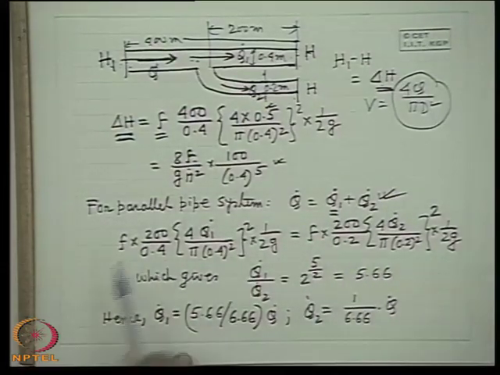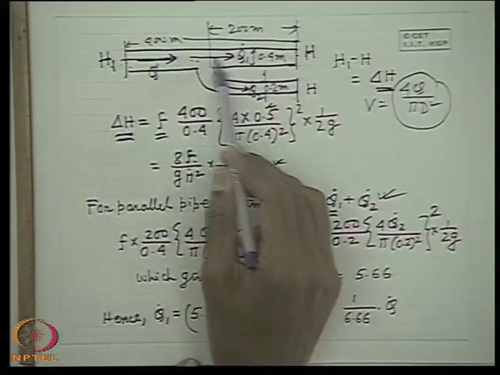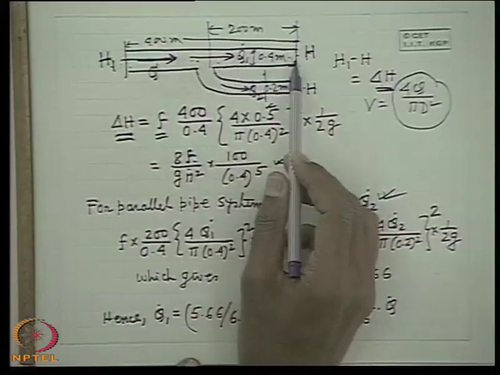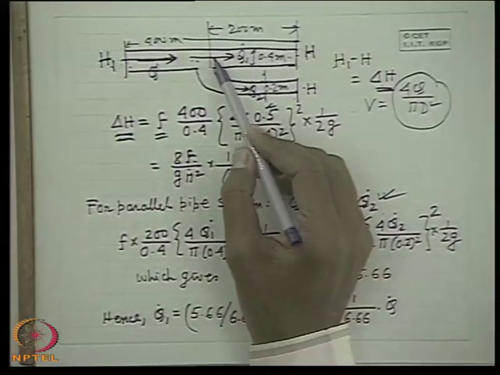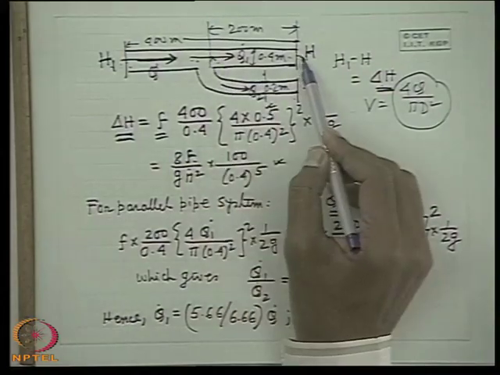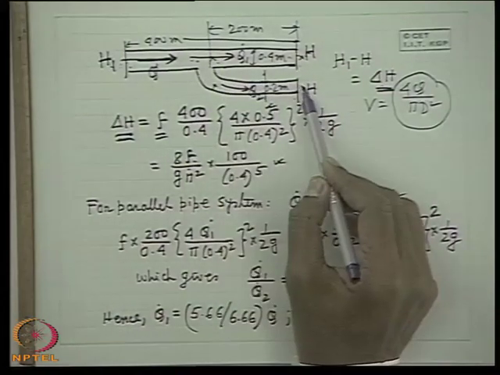Now if I write the friction equations for both the parallel pipes, as I told you earlier, this is how we found out the flow distribution, by writing the friction equation for both the parallel pipes between the two junctions.